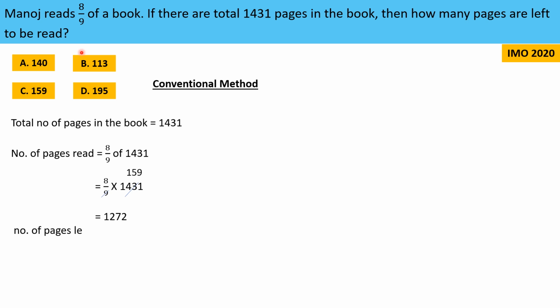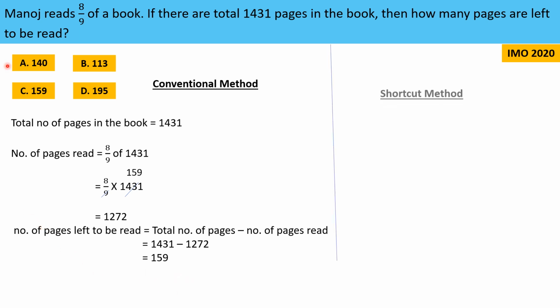The question is how many pages are left to be read. Therefore, number of pages left to be read by Manoj is equal to total number of pages in the book minus number of pages read by Manoj. That is 1431 minus 1272. That is 159. Now we will do in shortcut method.